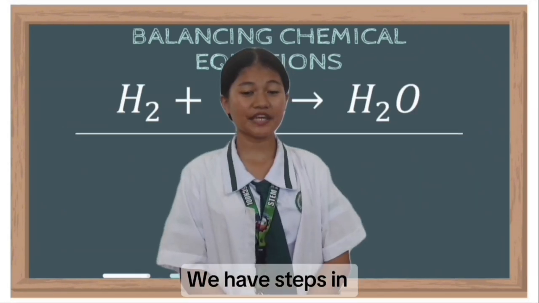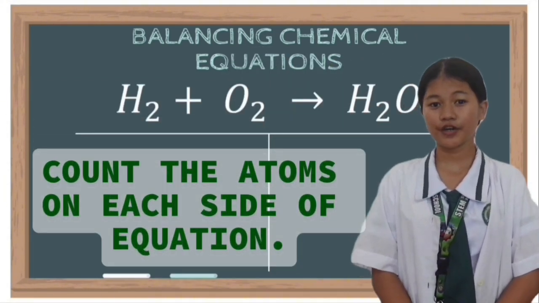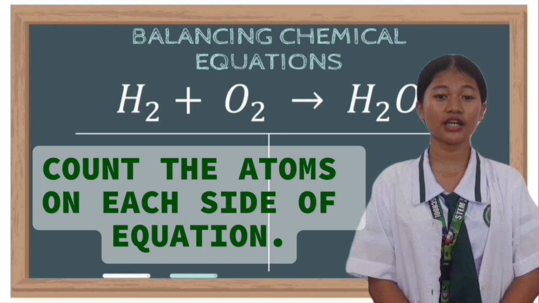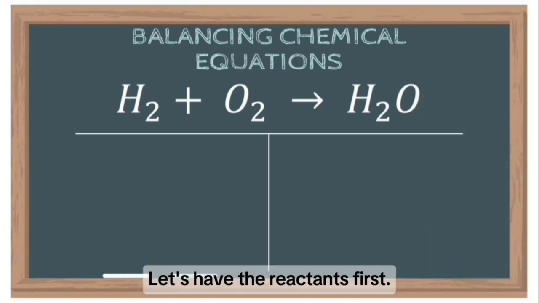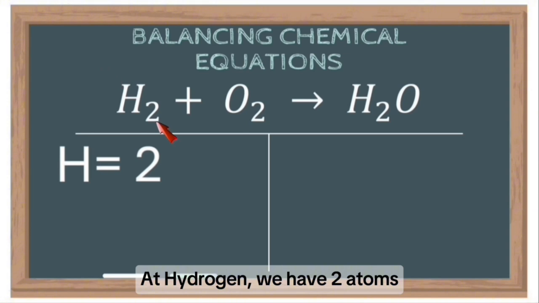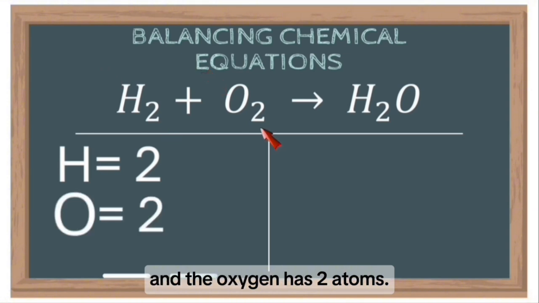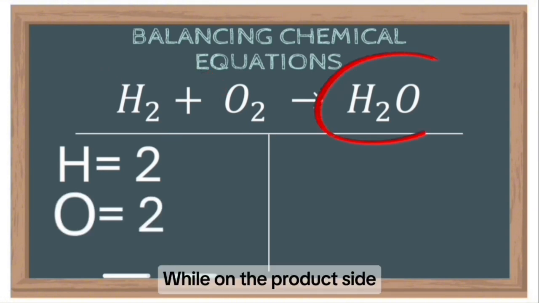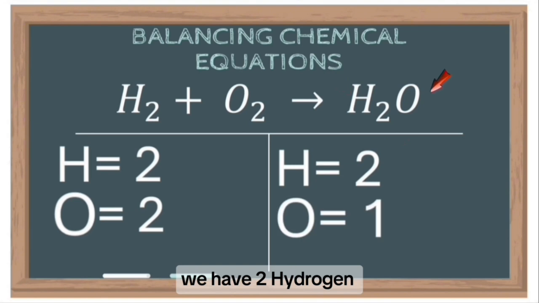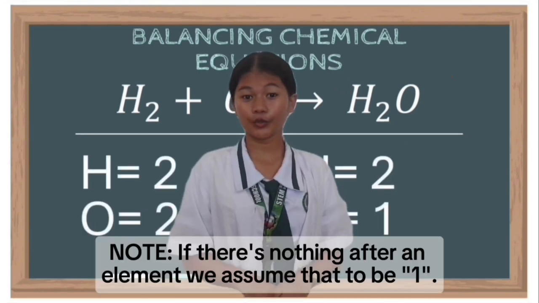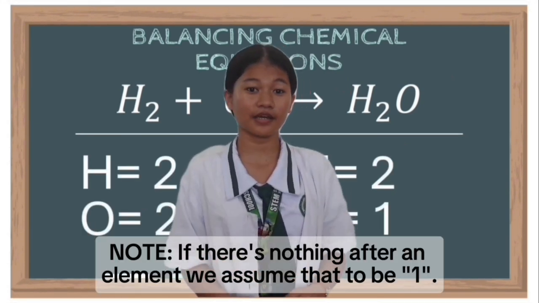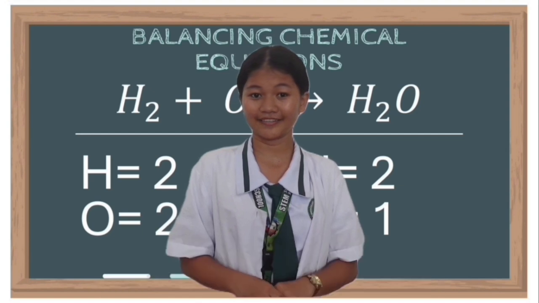We have steps in balancing chemical equations. First, we have to count the atoms on each side of the equation. Let's have the reactants first. For hydrogen, we have 2 atoms, and the oxygen has 2 atoms. While on the product side, we have 2 hydrogen and 1 oxygen. Note that if there's nothing after an element, we assume that to be 1.